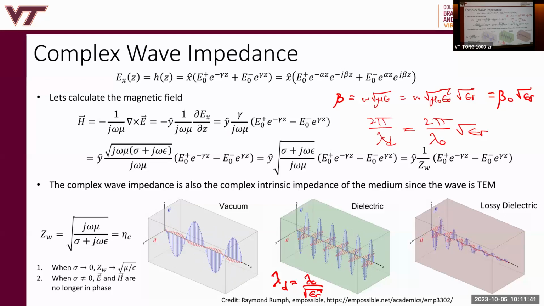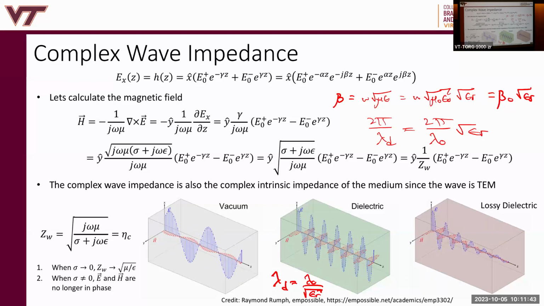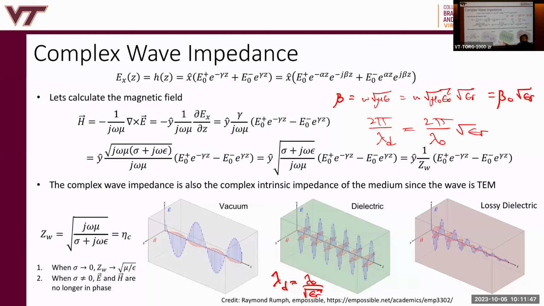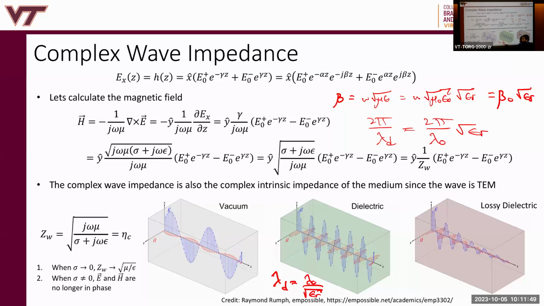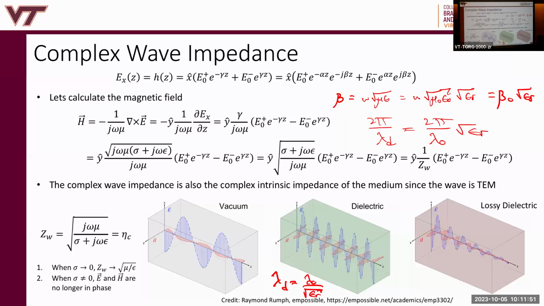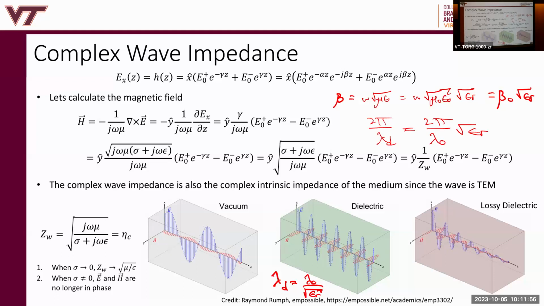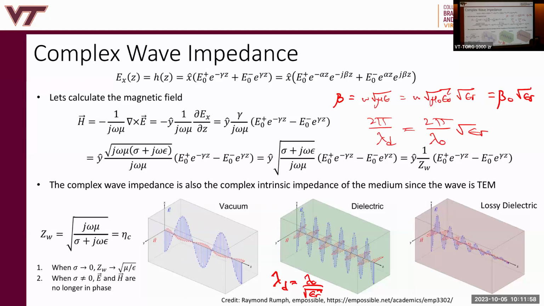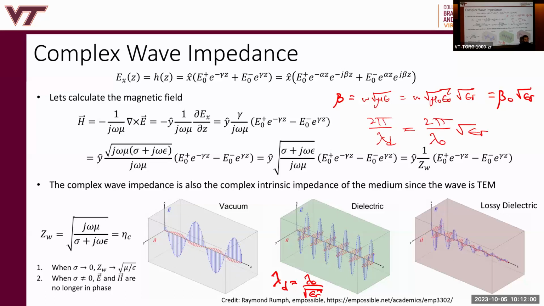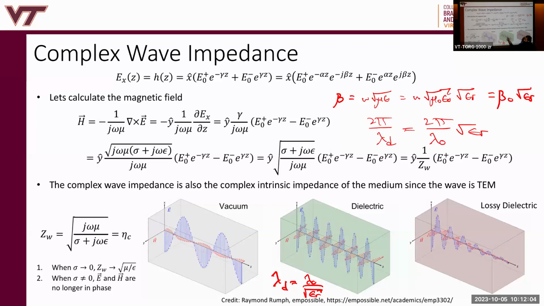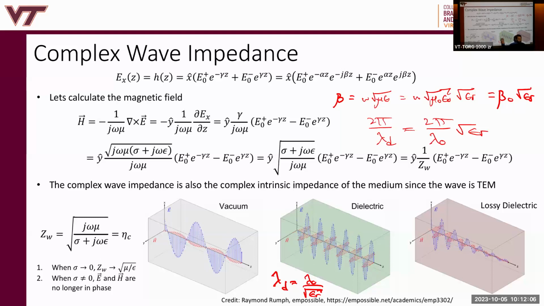All right? What does that say? That says that the wavelength is reduced from what it is in free space by the square root of epsilon r. So if epsilon r is, let's say, 9, then the wavelength in the dielectric will be 1/3 of what it is in free space. So we can see the wavelength is shorter. What else do we notice about these two plots? What do you notice is the difference?